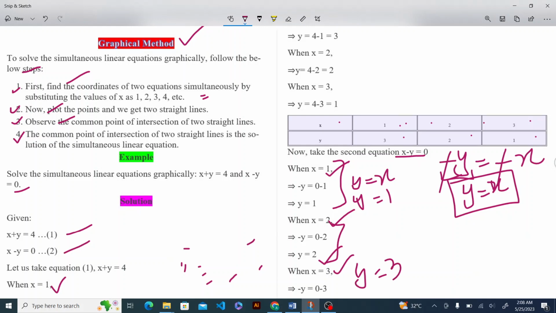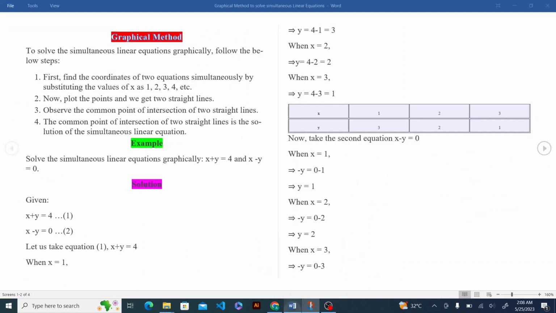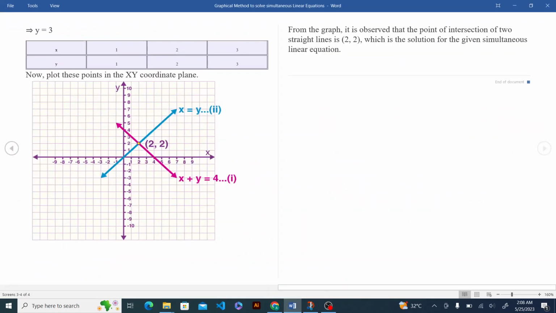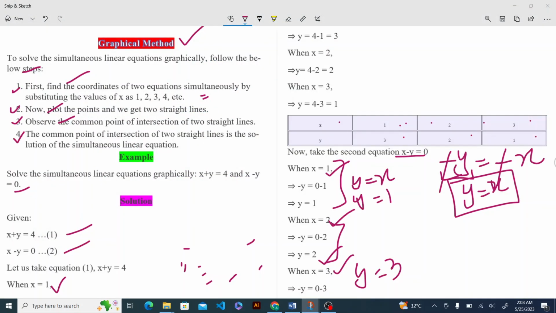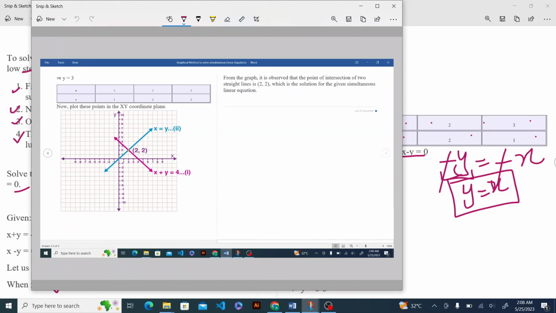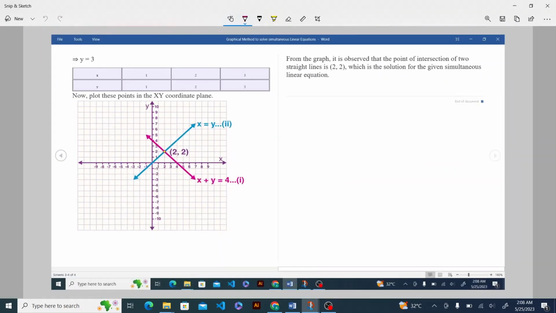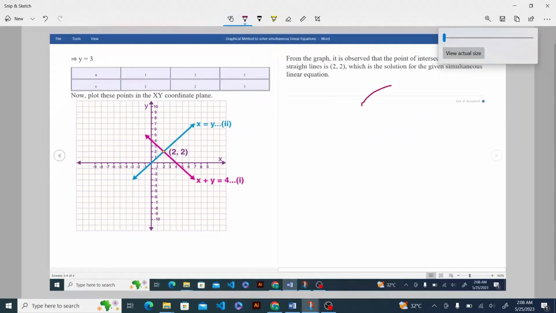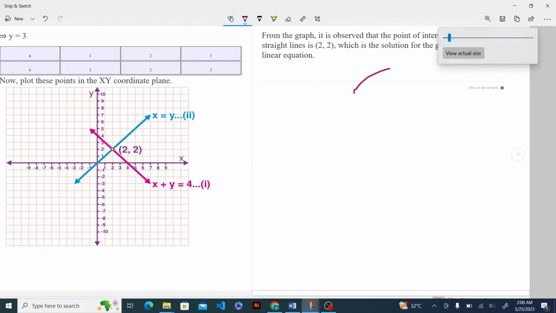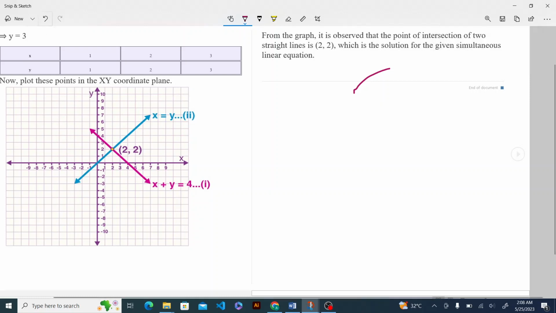Now let us see the second portion. Let me show you the second portion here. Just give me a minute. Okay, so this is the second portion.